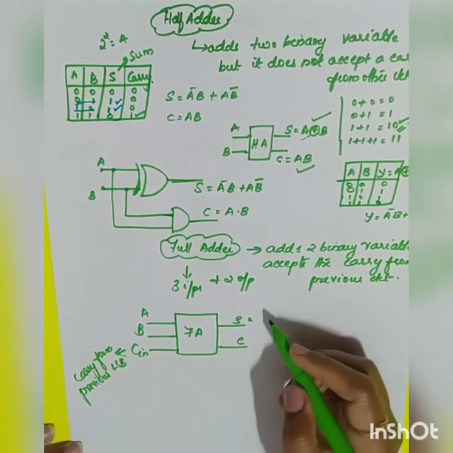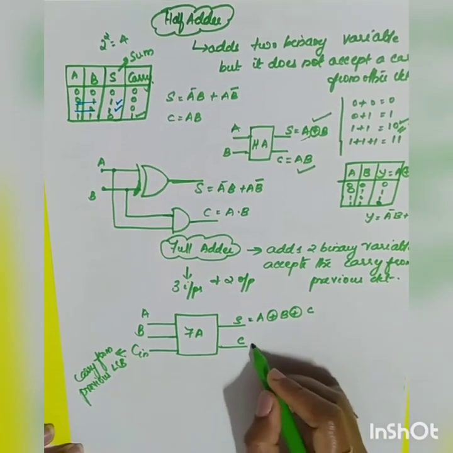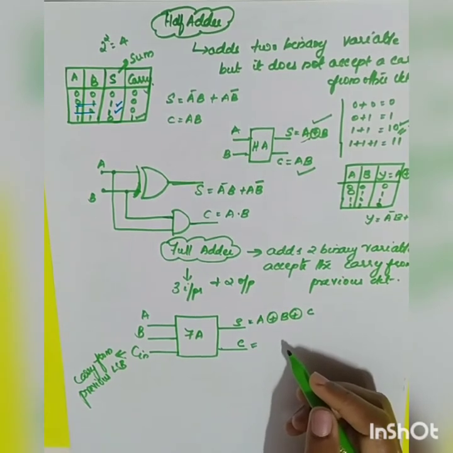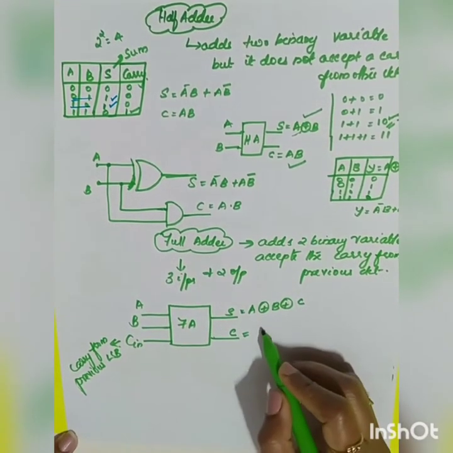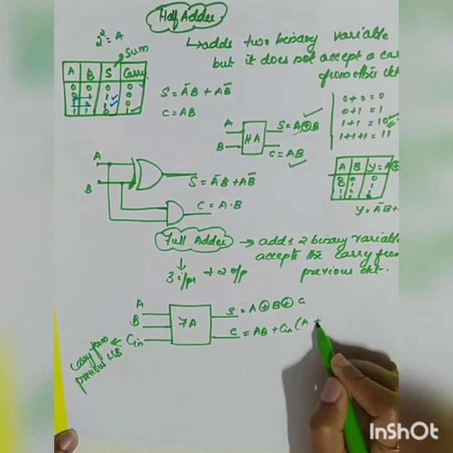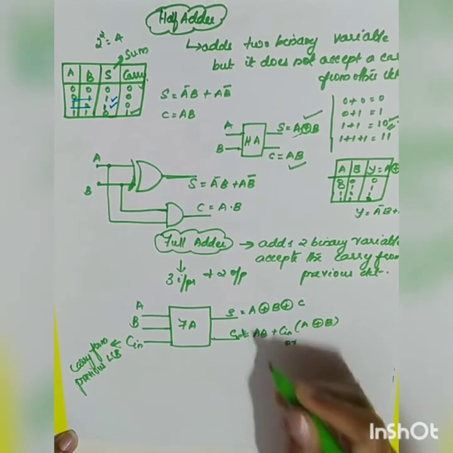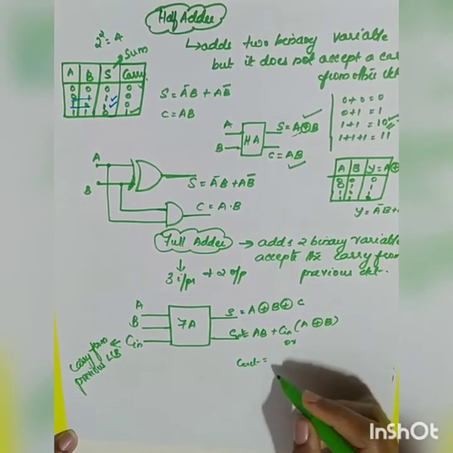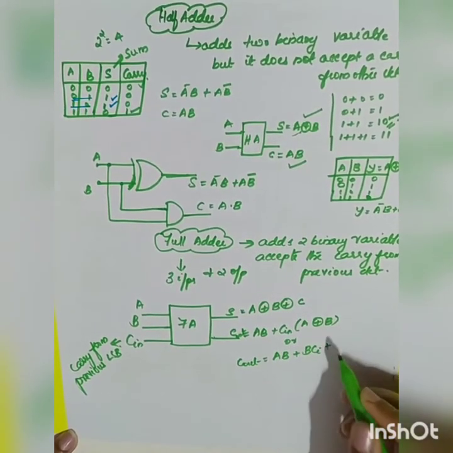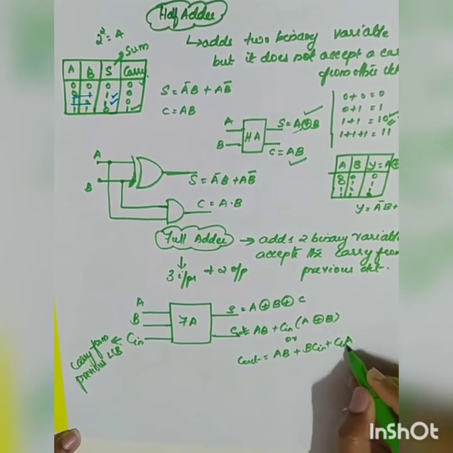So the sum is usually given by the expression A XOR B XOR C in. We will find how you are getting this expression. C out is given by two expressions. C out is equal to AB plus C in into A XOR B. This is one formula, or C out is given by another formula, AB plus B C in plus A C in, or C in into A. Here I is C in.